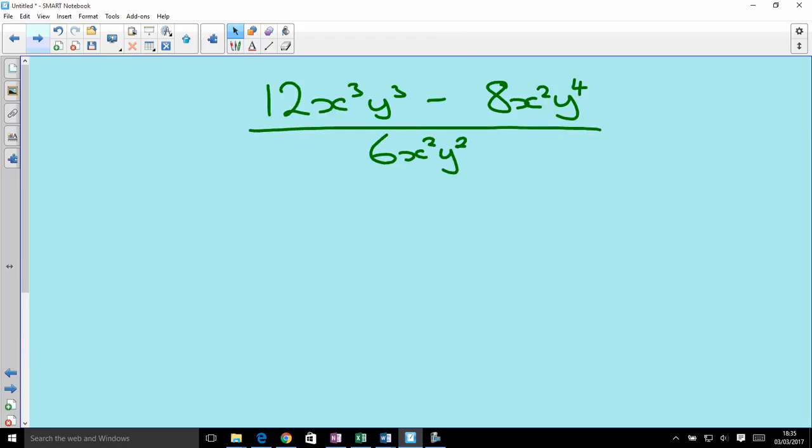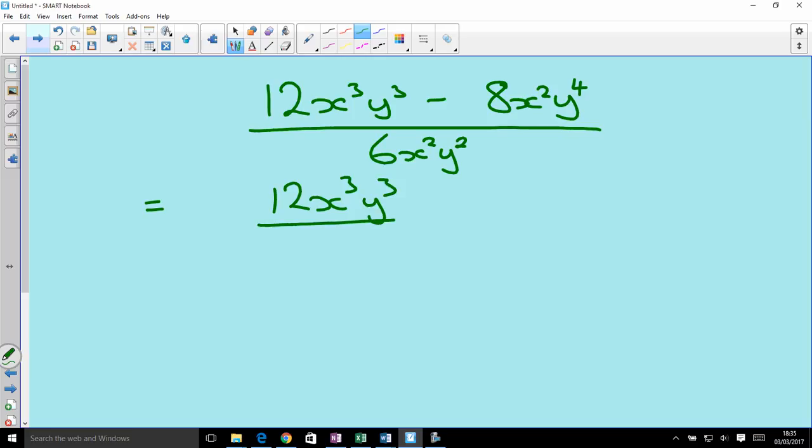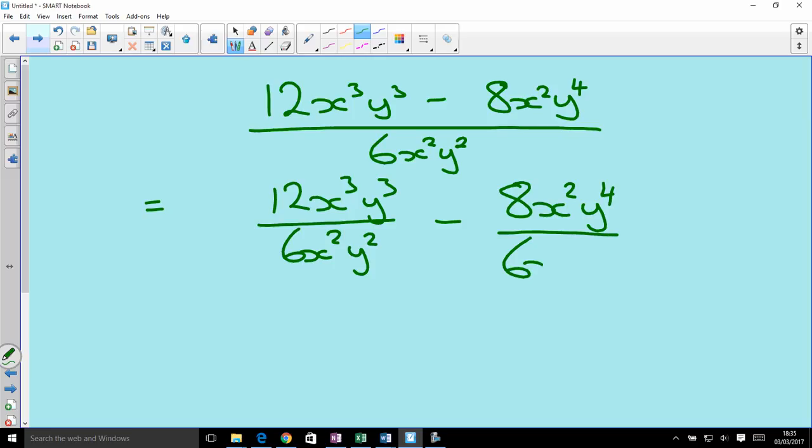We'll do one more. Looks like the most complex because it is a little bit more complex, but that just means that the simplifying is going to take a little bit longer. Again, the expression on top is unsimplifiable apparently, so we'll rewrite it as is. So we've got 12x cubed y cubed over 6x squared y squared. And on the right hand side we have 8x squared y to the 4 over 6x squared y squared.